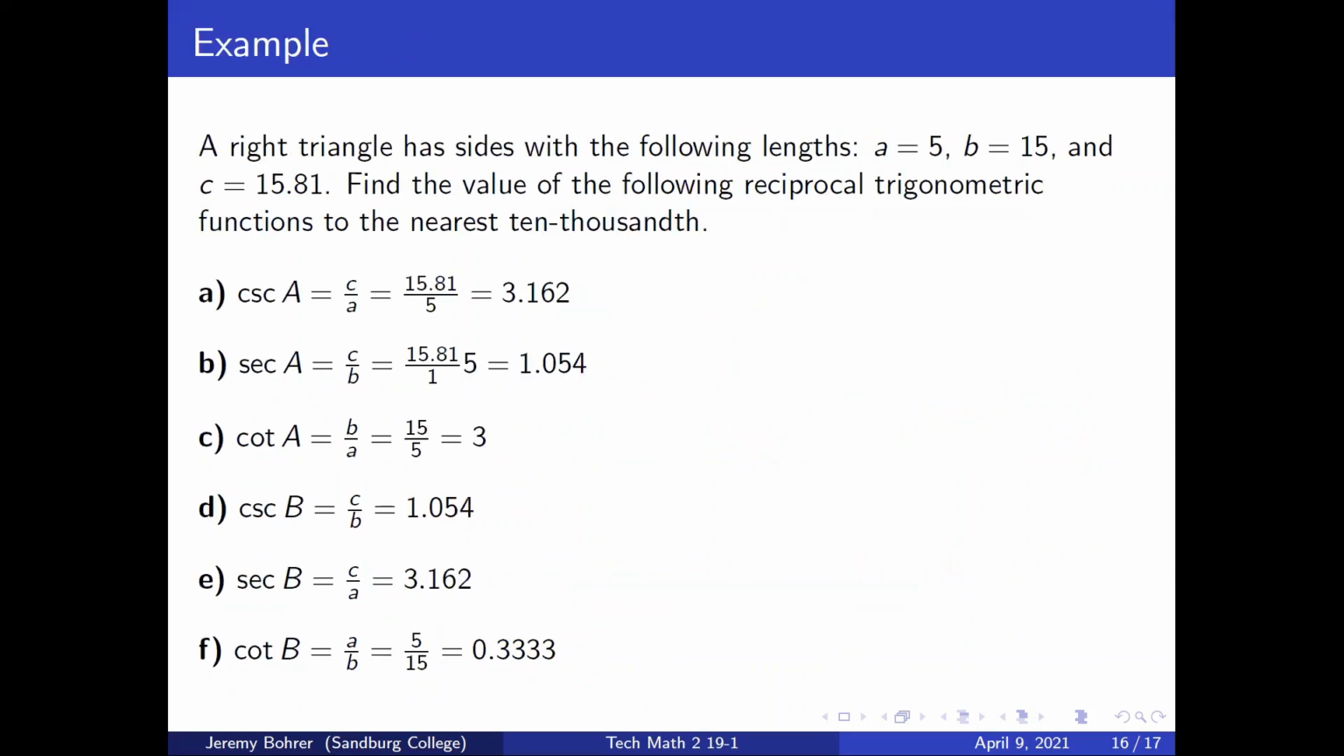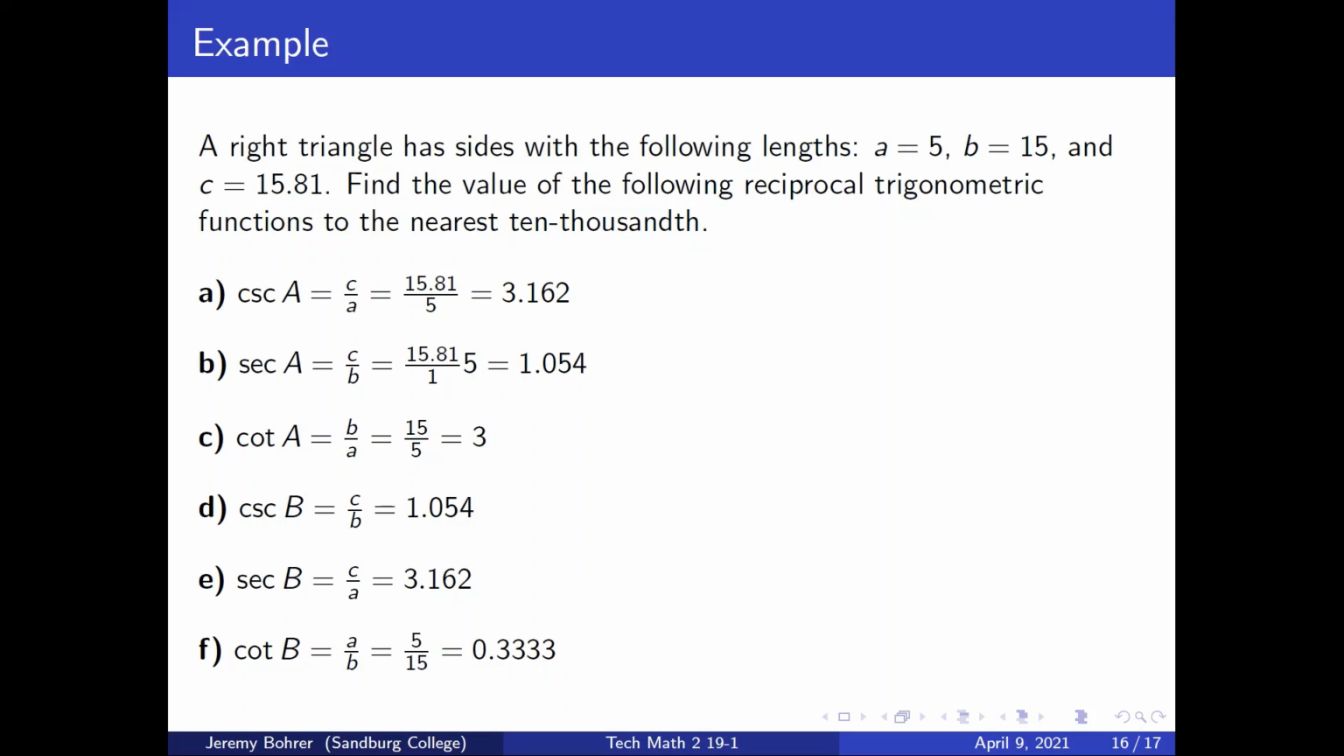For example, a right triangle has sides with the following lengths: a equals 5, b equals 15, and c equals 15.81. Find the value of the following reciprocal trigonometric functions to the nearest 10,000th. So the cosecant of A is c over a, which is 15.81 over 5, which is 3.162. The secant of A is c over b, which is 15.81 divided by 15, which is 1.054. The cotangent of A is b over a, which is 15 divided by 5, which is 3. We could write it as 3.000, but we don't have to.